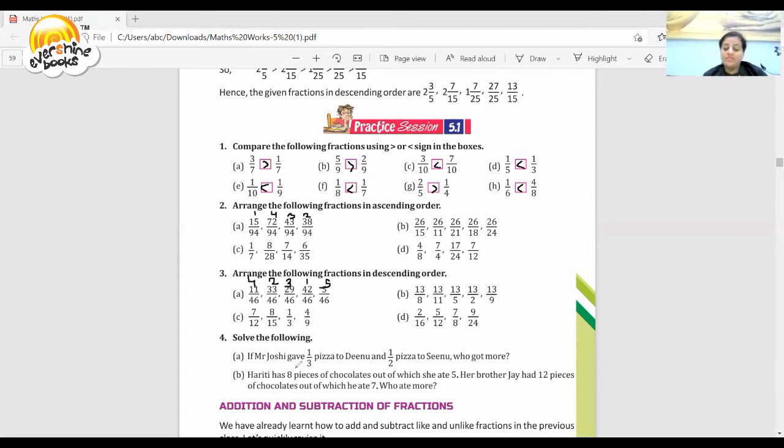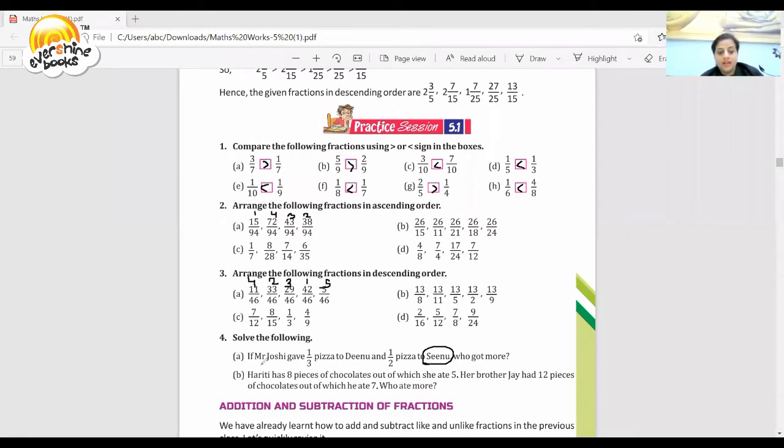Now, if Mr. Joshi gave 1 upon 3 pizza to Dinu and 1 upon 2 pizza to Shinu, who got more? Half and 1/3 part. Means if we see that 1 and 1 is the same and in the third, that 3 is the smallest one. So who will get more? Shinu will get. Shinu has got the half of the part.